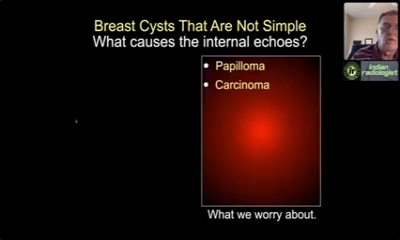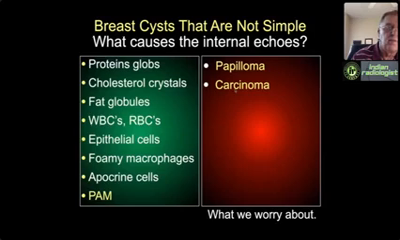Now, why do we worry about cysts? Well, because these echoes inside of non-simple cysts could be caused by papilloma or carcinoma. But what is it usually? Protein globs, cholesterol crystals, fat globules, white blood cells, red blood cells, epithelial cells, foamy macrophages, individual apical metaplastic cells, or PAM, papillary apical metaplastic cells. And this is what it is in the vast majority of cases.